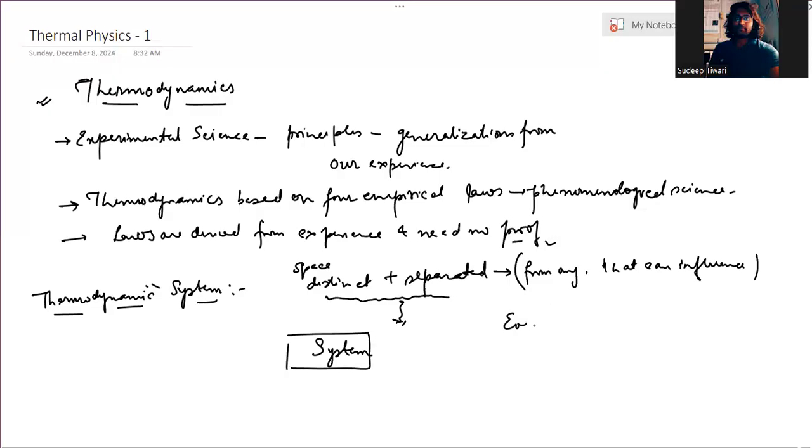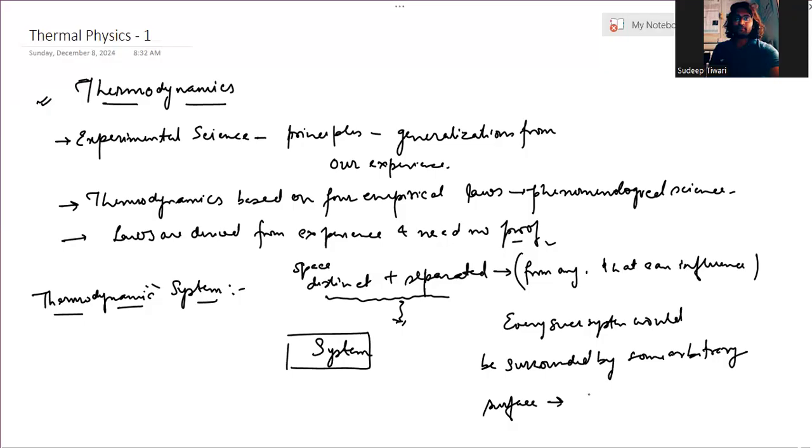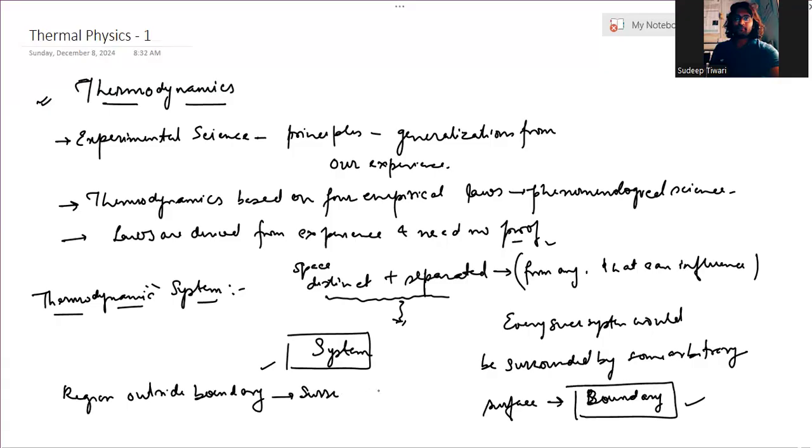Now, every such system would be surrounded by some arbitrary surface, and this surface is called your boundary. We are going to understand each of these terms in greater detail, but first let us understand what three things are important: the system, the boundary, and the region of space that lies completely outside the boundary. The region completely outside the boundary is called the surrounding of the system. So these three are the things.